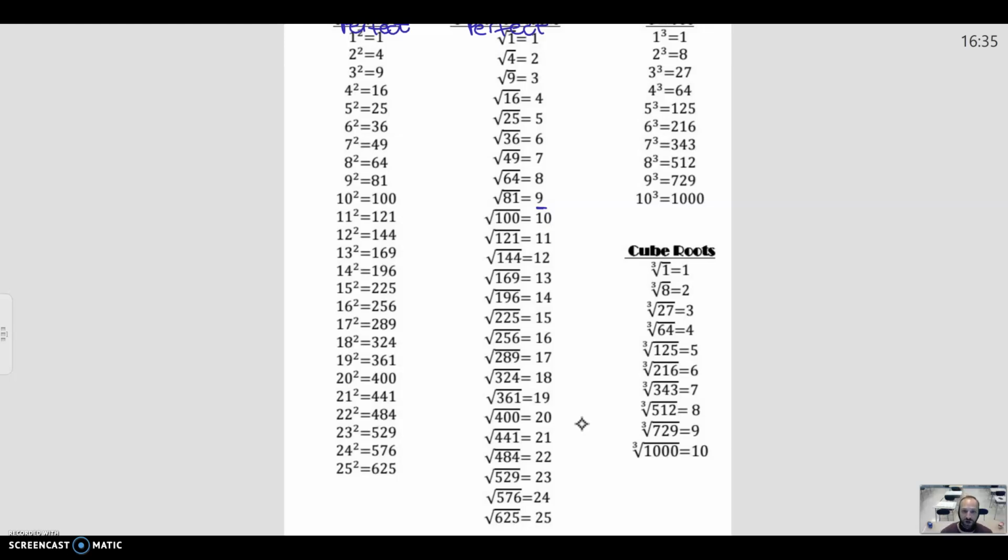If it's a perfect square, then the square root of the number will be a whole number. For example, the square root of 49 is 7. 7 is a whole number. The square root of 196 is 14. 14 is a whole number. But there are a lot of square roots in between the perfect square roots that are not perfect squares. Their square root is a non-terminating, non-repeating decimal, and we're going to look at how to approximate those square roots to the nearest tenth.